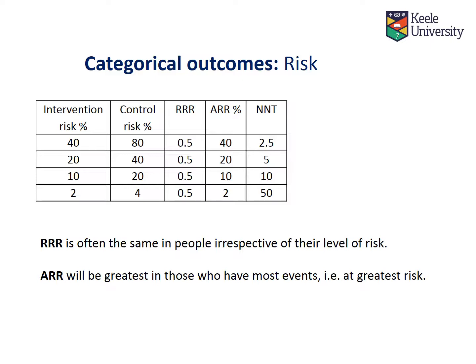So the relative risk reduction is often the same in people irrespective of their level of risk. However, the absolute risk reduction will be greatest. So if you look at the top row, it is 40. The greatest in those who have most events, that means at the greatest risk. Meaning, the more risk you have, the more benefit you will have. This is more represented by the absolute risk reduction rather than the relative risk reduction.